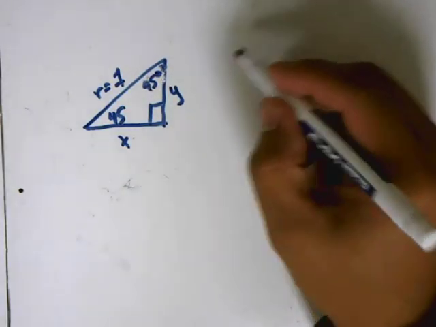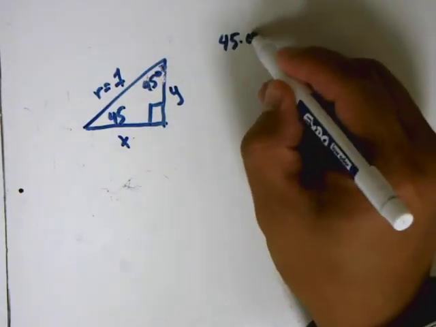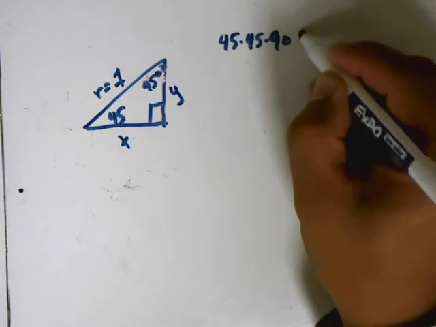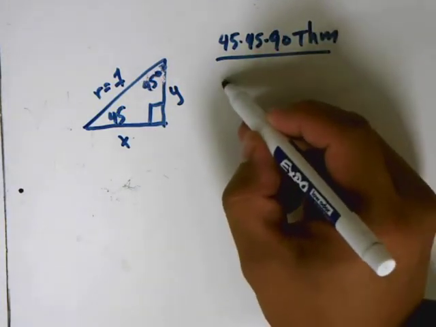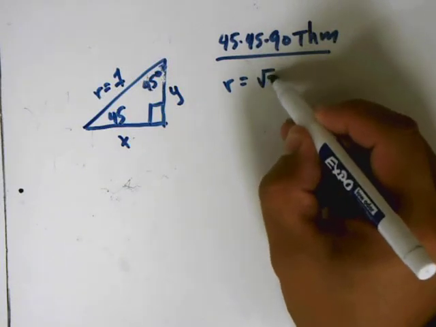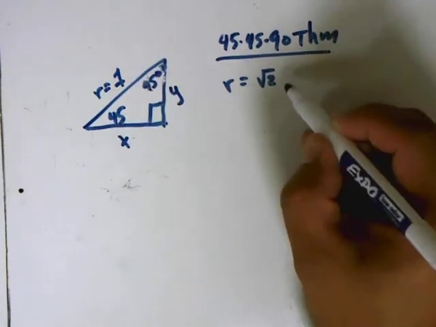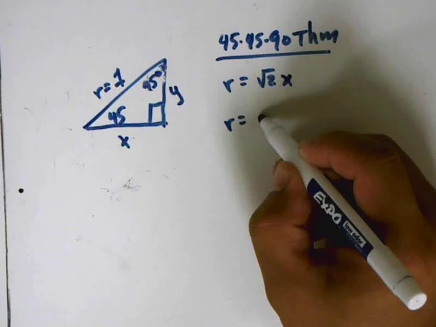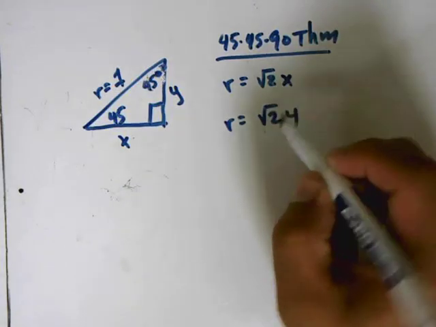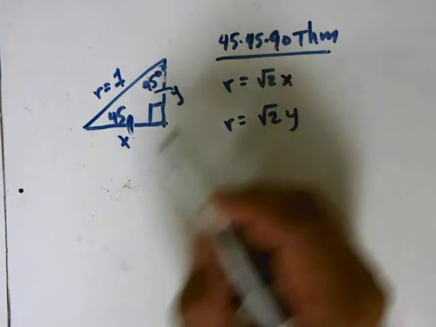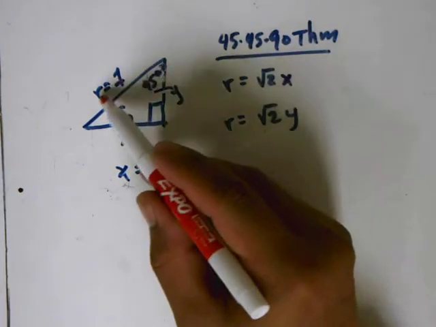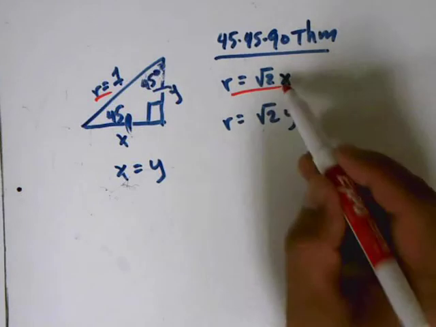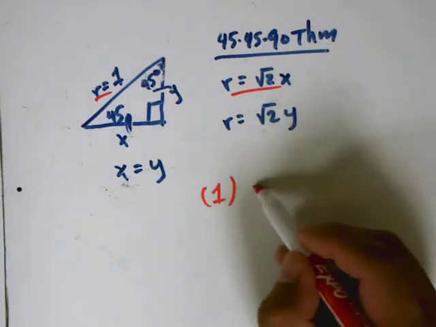Now, from the 45, 45, 90 theorem, we know that r is equal to root 2 times one of the sides, x, and r is also equal to root 2 times y, and we can also see that these two sides here are the same, so we can say x equals y. Well, this one isn't too difficult to do. I can use this fact that r is equal to 1, and this fact here, just substitute 1 in for r.